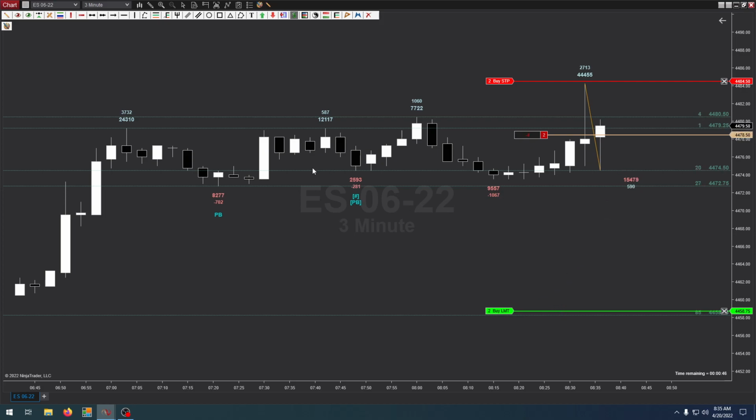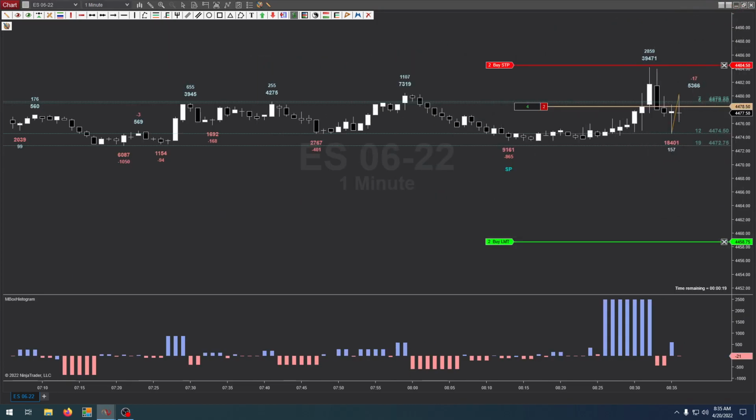We came down here and tested this one again. Large positive volume delta right here. Very large. We do need to confirm a swing short on the 3 minute. I'm showing 3 because that's what I went in on.